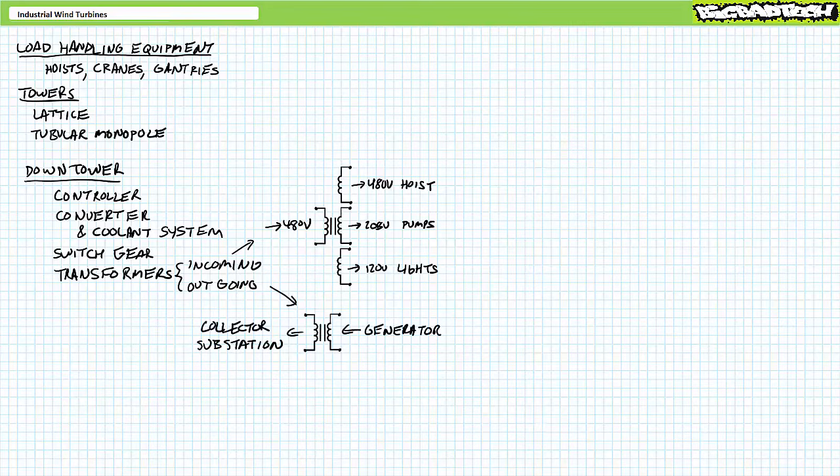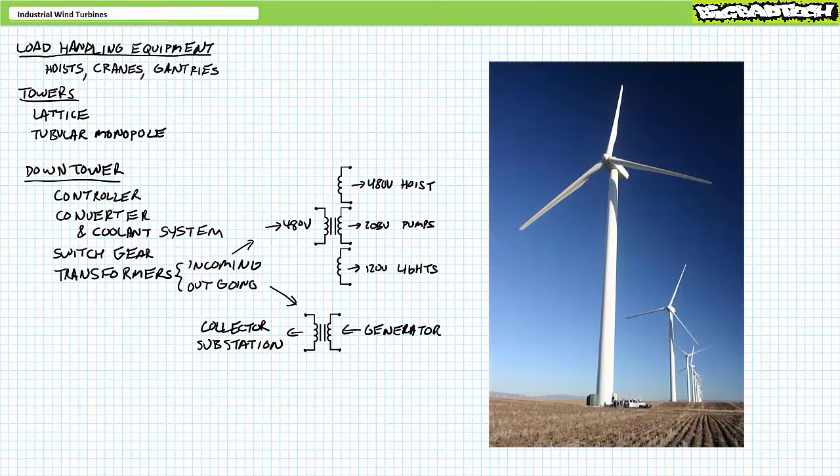The outgoing transformer, in contrast, is used to step up the output of the generator to a voltage more suitable for transmission to the collector substation. Depending upon the particular model, this larger outgoing transformer might be mounted outside of the turbine on a concrete pad, hence the name pad mount transformer, or inside the basement level of the down tower assembly, affectionately known as the snake pit. Ask me why it's called the snake pit.